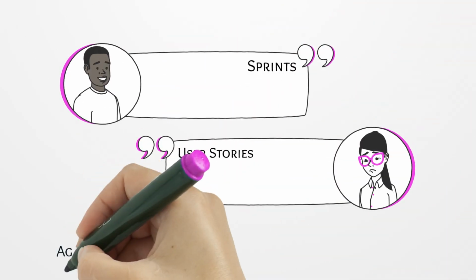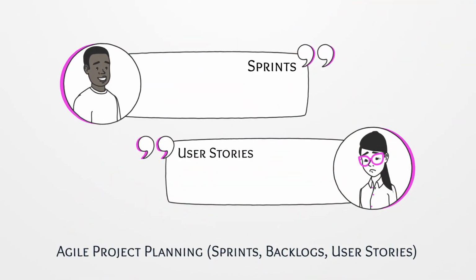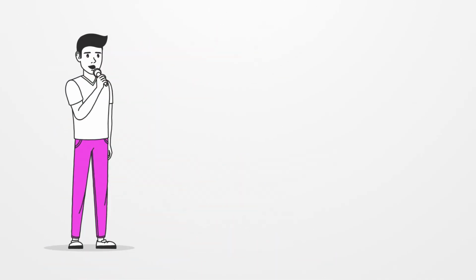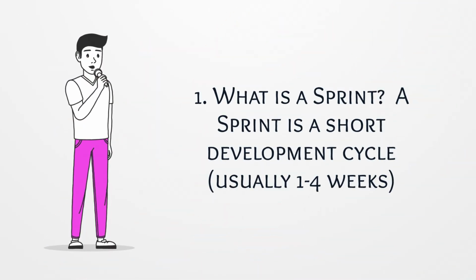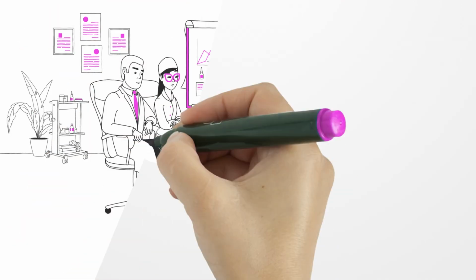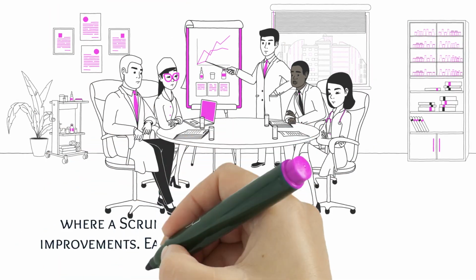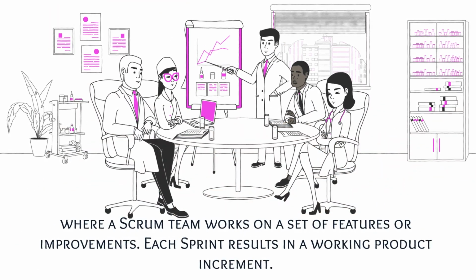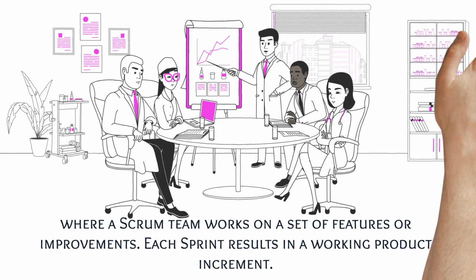Agile project planning: sprints, backlogs, user stories. One, what is a sprint? A sprint is a short development cycle, usually 1 to 4 weeks, where a Scrum team works on a set of features or improvements. Each sprint results in a working product increment.